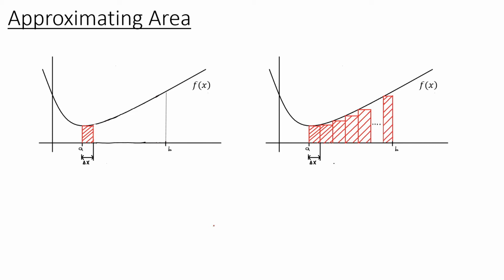So if you want to find the area from A to B, the width of each rectangle will be the difference in space over the number of rectangles you're trying to fit into that space. So it'll be B minus A over N. N in this case will be the number of rectangles in between A and B. So let's look at an example to calculate the area.